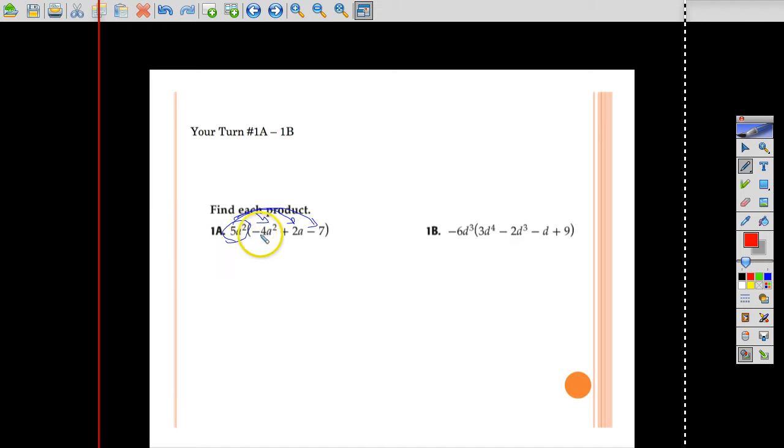5a squared times negative 4a squared. So negative, you have 5 times 4 is 20. A squared times a squared is a to the 4th. Now you have 5a squared times 2a, so that's positive 10a to the 3rd, minus 5a squared times 7, you have 35a to the 2nd power. Okay, go ahead and do 1b. Make sure you write this down for your answer for 1a. You can still submit it for your homework credit and come back when you're done.